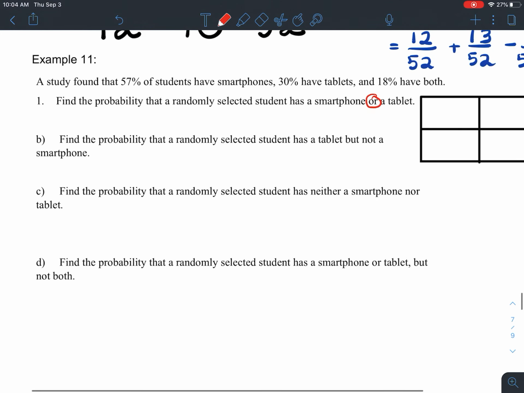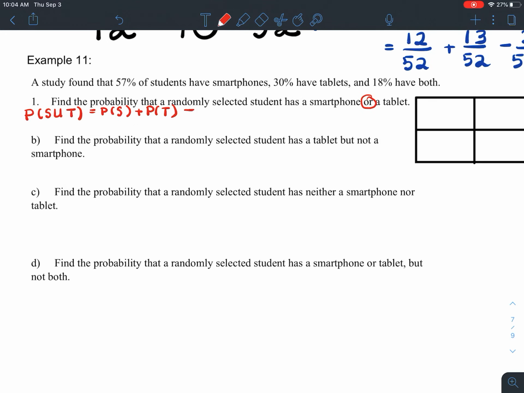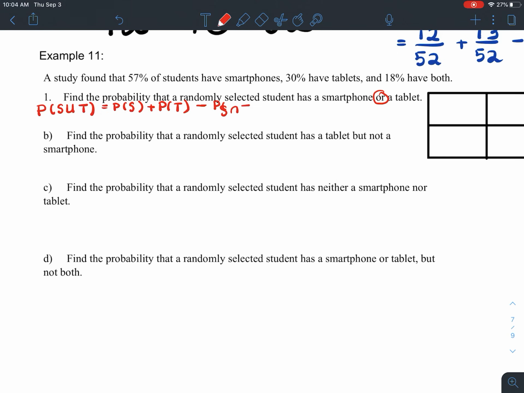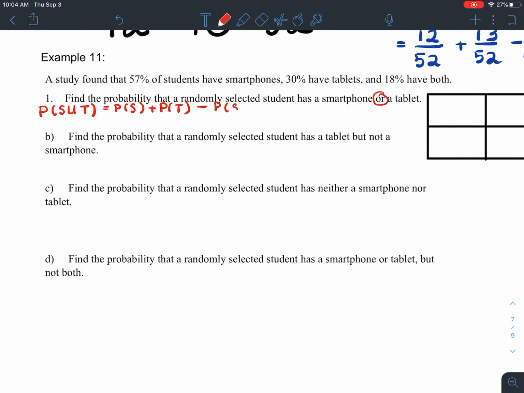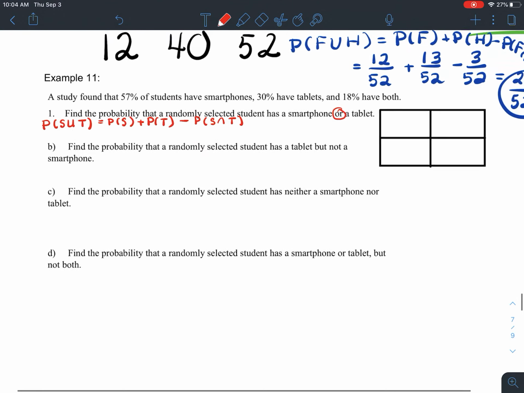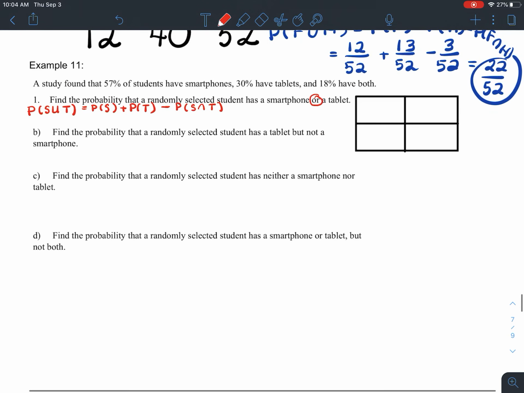or, I'm going to circle the word or there, or a tablet, okay? When you see the word or there, a lot of times that indicates that you want to think about using that formula. I'm going to let S represent the event that a student has a smartphone, and that T is the event that a student has a tablet. And the formula that is on the formula sheet says to add those two probabilities up, but then subtract off the intersection, so that we are not counting that twice.